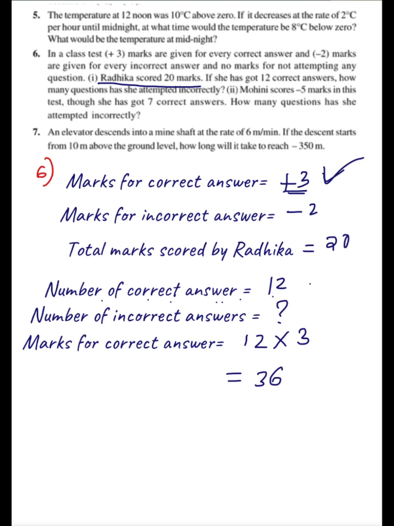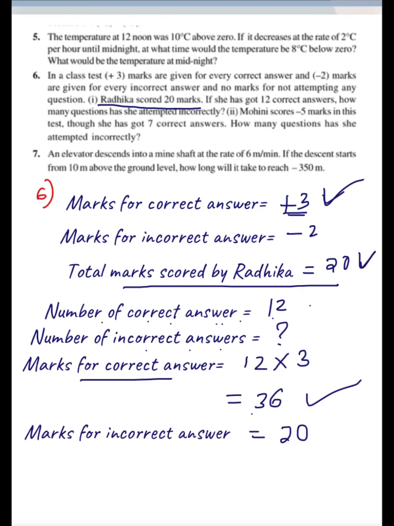And the question is, what is the number of incorrect answers? In the question, it's already given that the total marks scored by Radhika is 20. That means the total marks scored by Radhika is 20, and the marks for correct answers is 36. That means the marks for incorrect answers will be 20 minus 36. Understand, this is the total score, and this is the marks for correct answers. So we just subtract, and we will get the marks for incorrect answers.